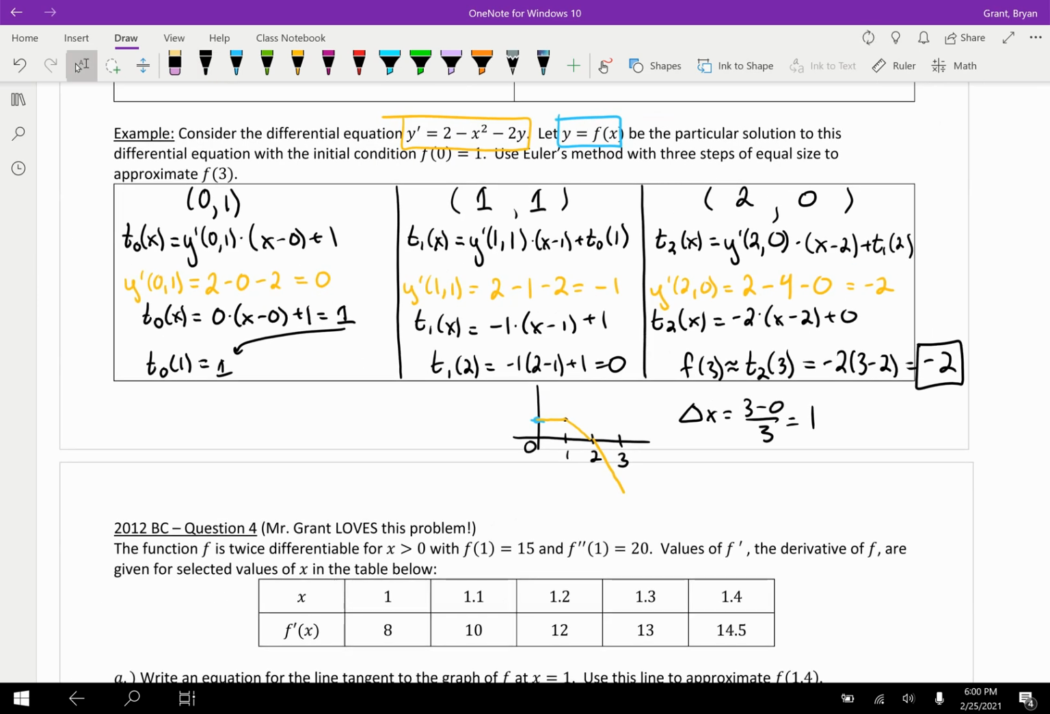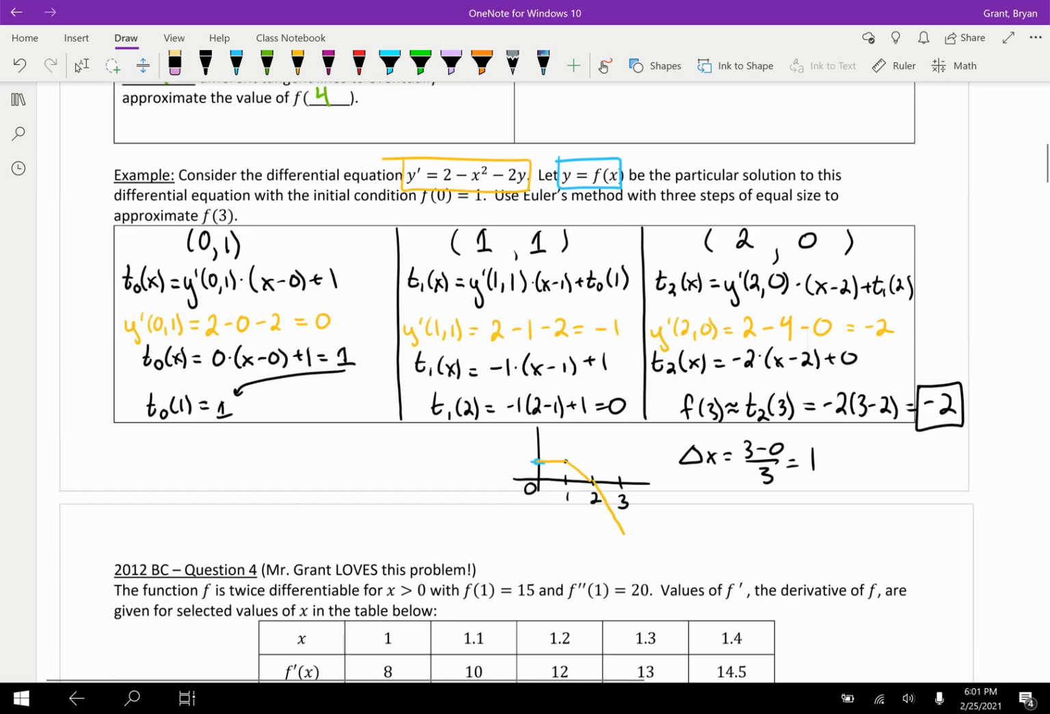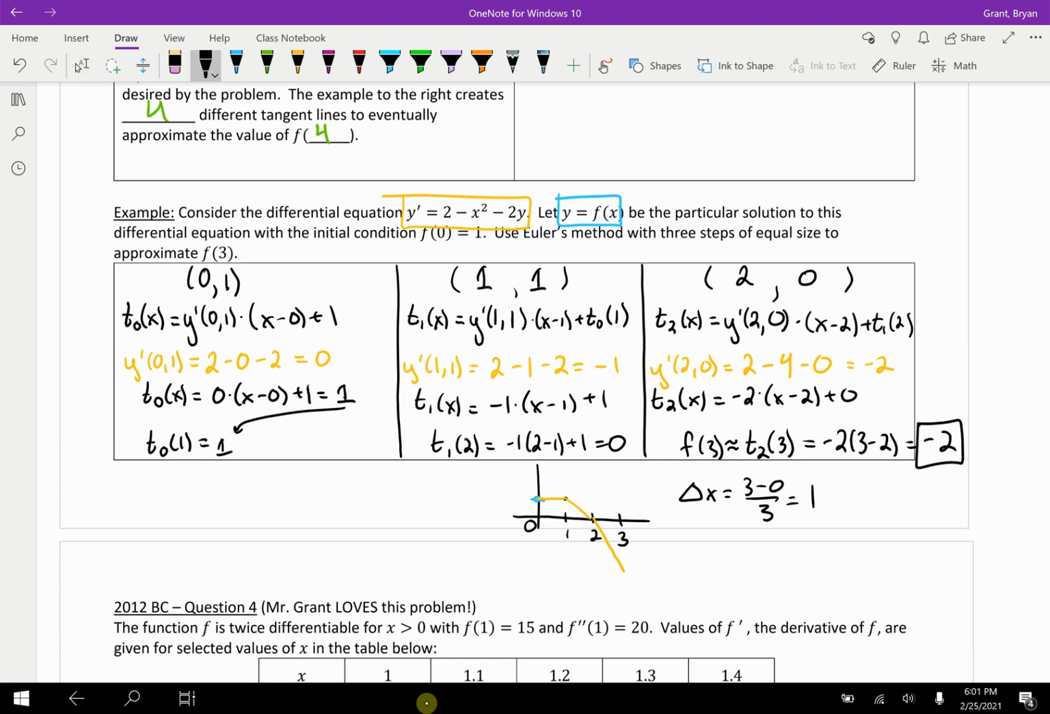So, long story short, 3 steps means 3 tangent lines. Write each tangent line using the previous tangent line to find your y values. The end. That is all there is to Euler's method, and it's not even presented in very creative ways. It's very straightforward. It's use Euler's method, here's the number of steps, go. The only way you're going to get better at it is, of course, by practicing.